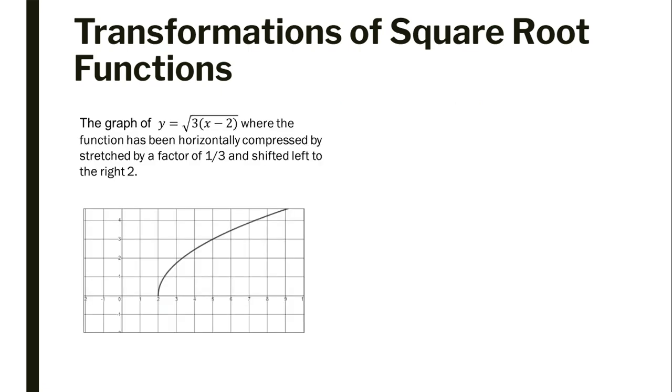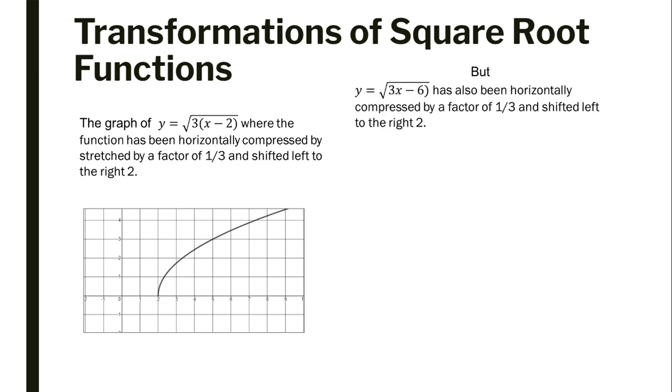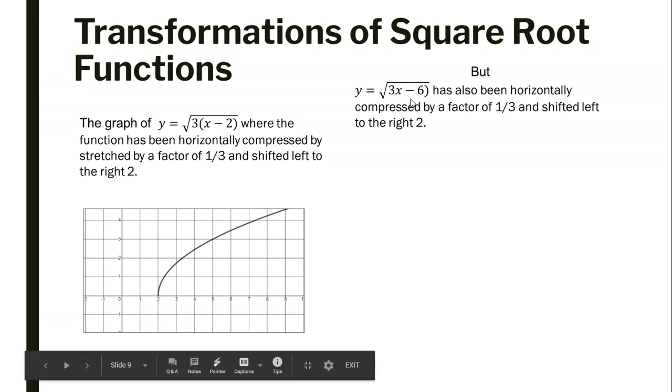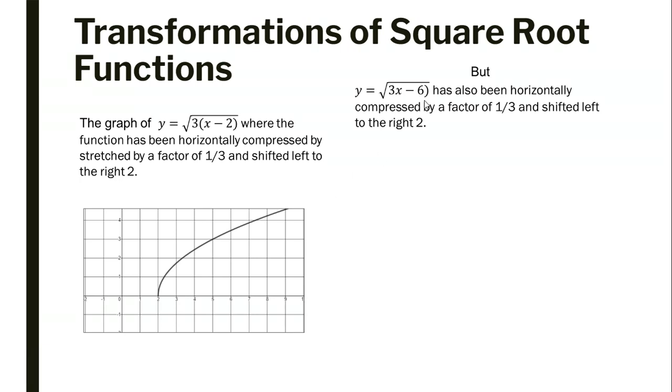Check this out. I have here a graph of a square root function that has been horizontally compressed by a factor of 1/3 and shifted to the right 2. But if you were to go to Desmos and type in y is equal to the square root of 3x minus 6, you would see that that has also been horizontally compressed by a factor of 1/3 and shifted to the right 2. It's the exact same graph that we see here.